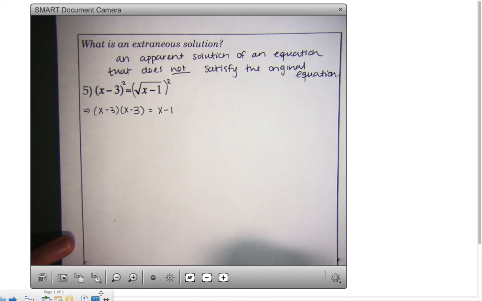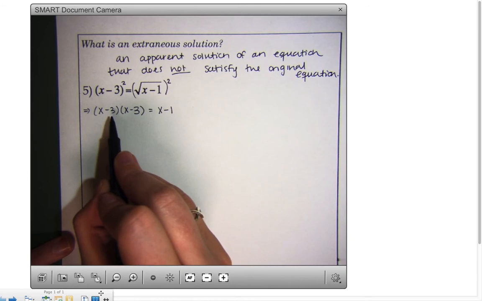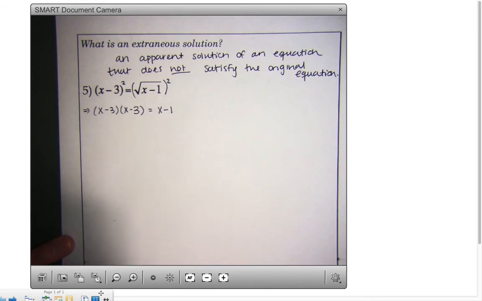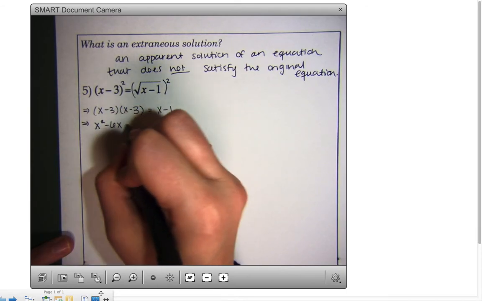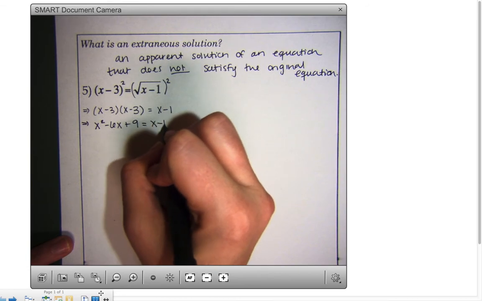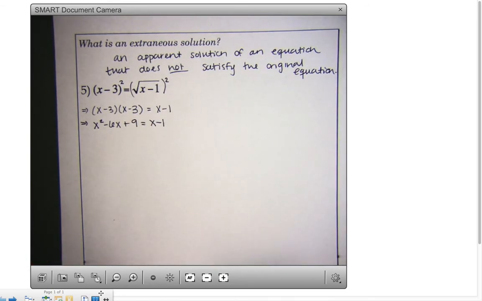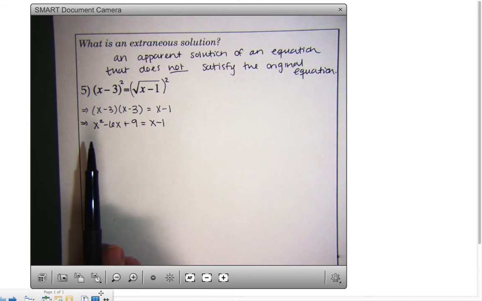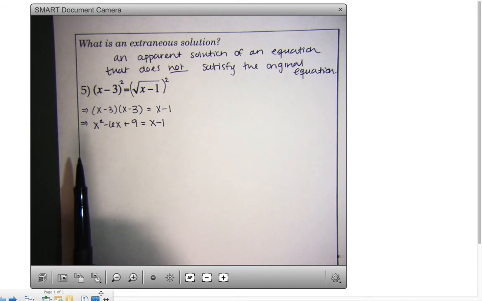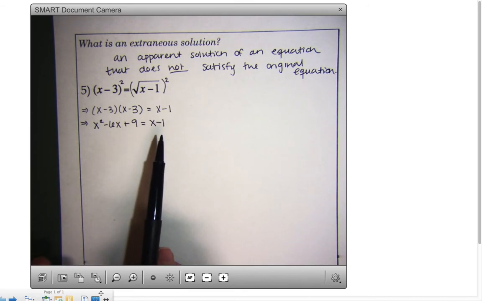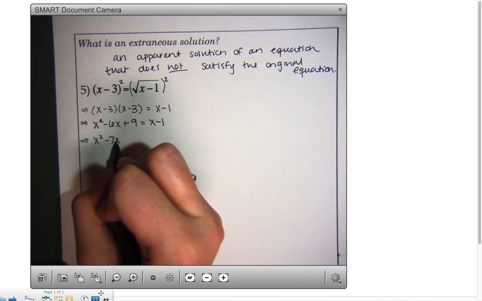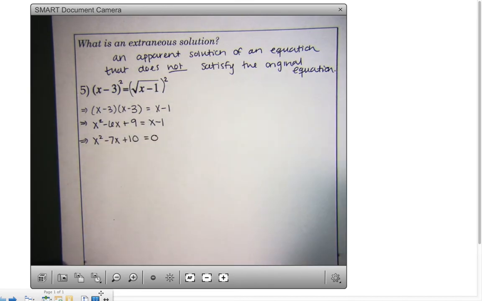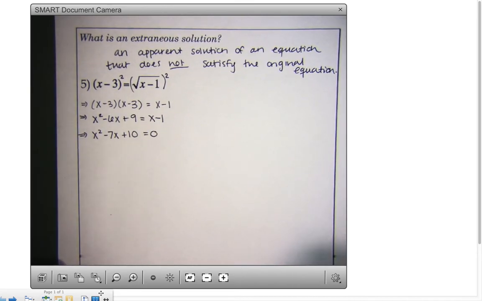Now I've got x's on both sides, so I have to go through and multiply this and get all of my x's on one side. So if I FOIL this, I end up getting x squared - 6x + 9 equals x - 1. Now I have a quadratic. I have to solve the quadratic, which means I need to factor, so this needs to get set equal to 0. So I'm going to subtract this x and add this 1. Now that it's set equal to 0, I can factor it.